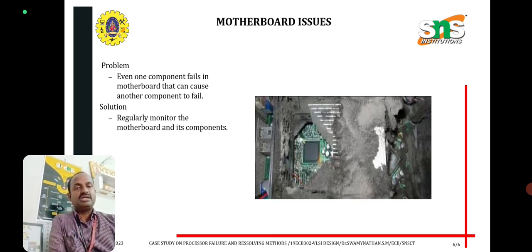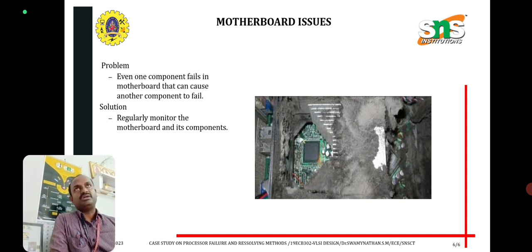And next, the motherboard issues. What are the motherboard issues? Already you know, first the system is divided into subsystems. Next, the subsystem is divided into many integrated circuits, mainly for motherboards. The motherboard consists of many integrated chips. Integrated chips consist of many gates. Gates consist of transistors. Inside the transistors we are using P or N type semiconductor.